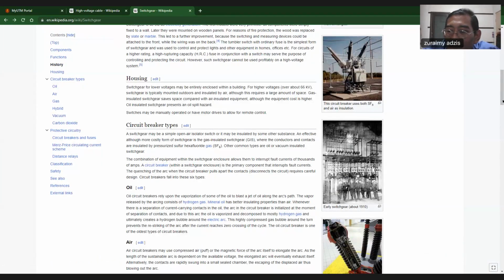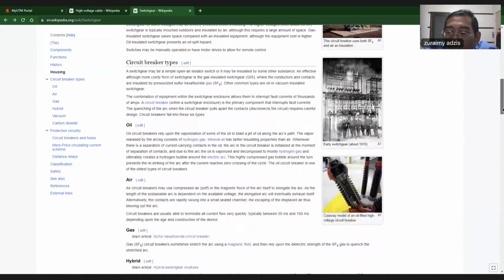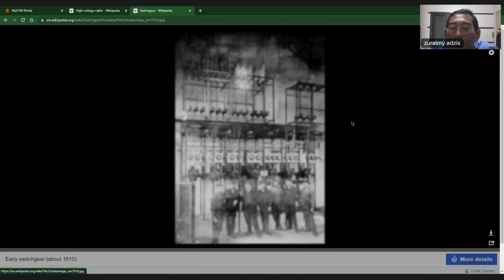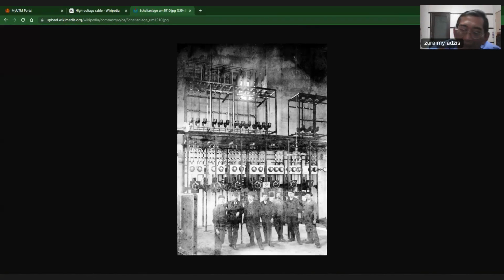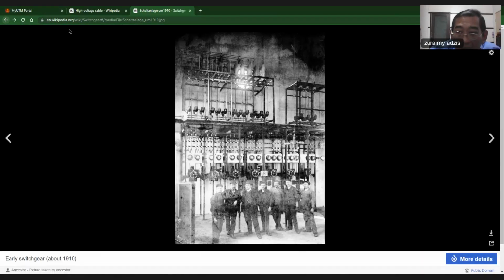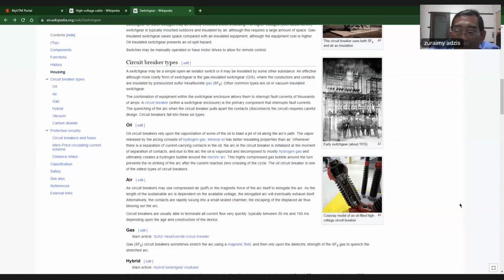All right, switchgear. Early switchgear during the 1900s. Let's have a look there. The purpose is the same: switch on and switch off safely, regulated. That's the idea of a switchgear. Switch on and switch off, safely and regulated.